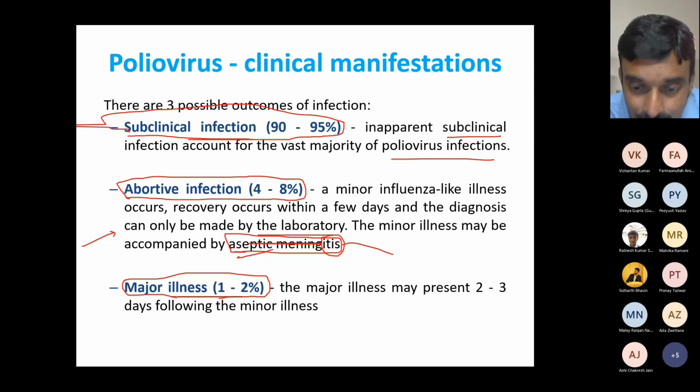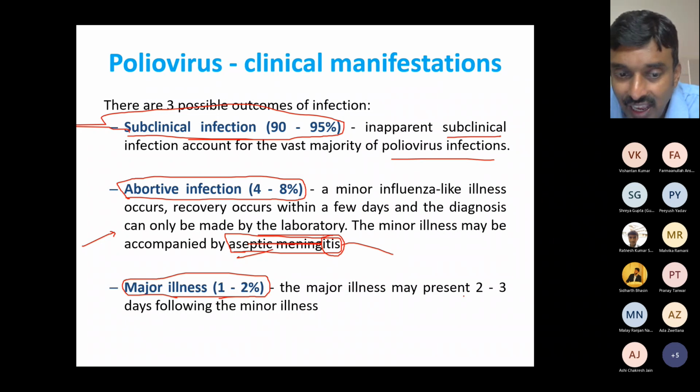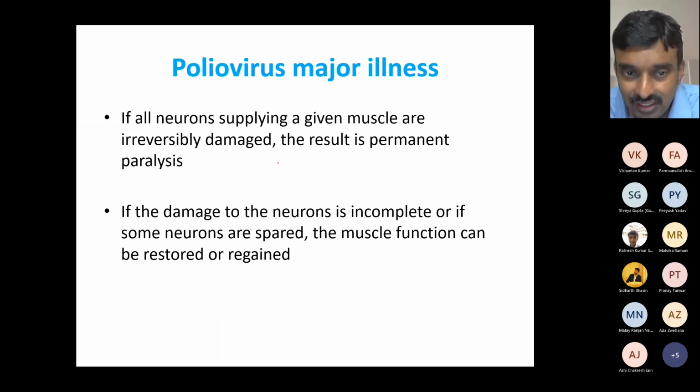But this is the group that really suffers. They have something called the major illness. Thankfully, it occurs in a small minority of individuals, and this usually happens 3-4 days after symptoms begin. Now, I'll tell you what the major illness is. The major illness is the damage to the anterior horn cells.